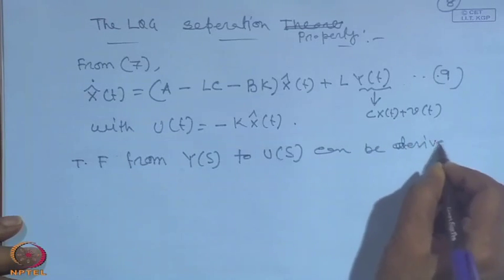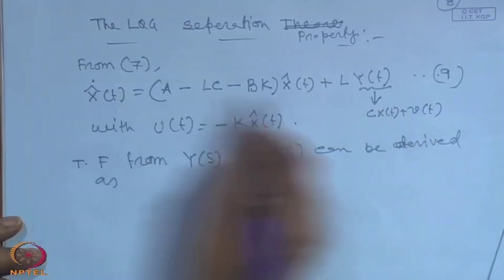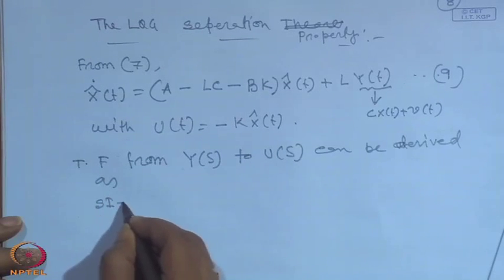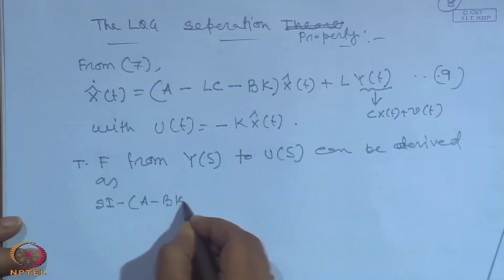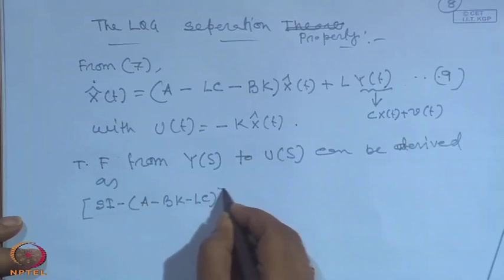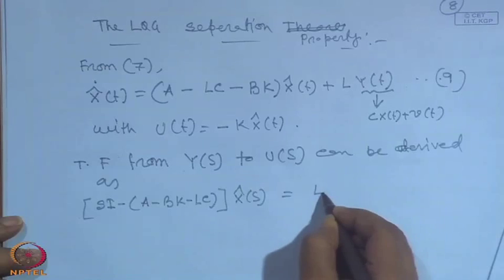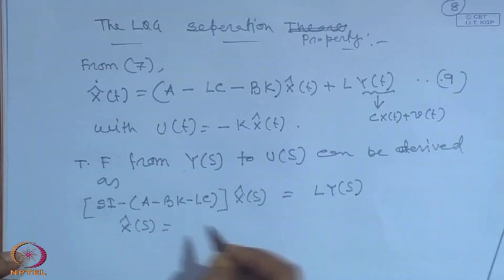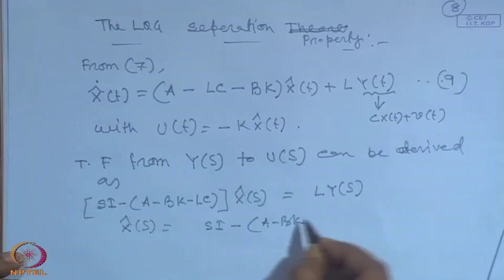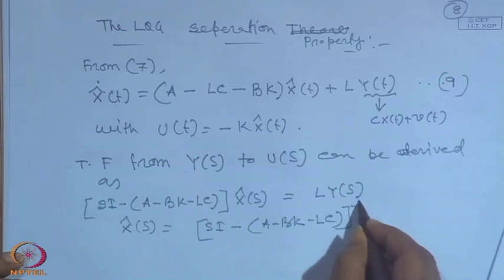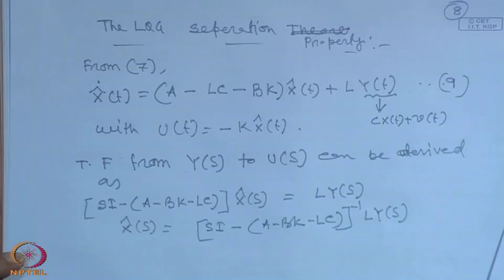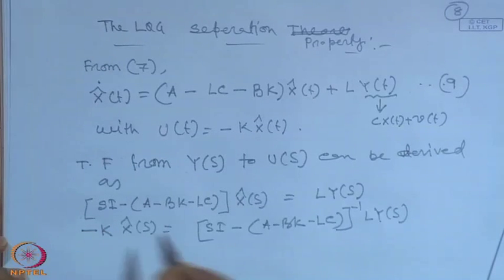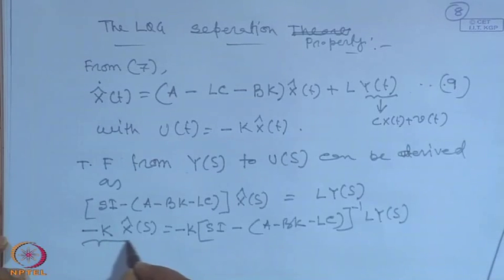It can be derived as follows. Take the Laplace transform on both sides. Then I can write (sI minus A plus BK plus LC) x hat of s equals L y of s, which I can write as x hat of s equals (sI minus A plus BK plus LC) whole inverse times L y of s. Both sides I multiplied by minus K. So this is nothing but our u of s.